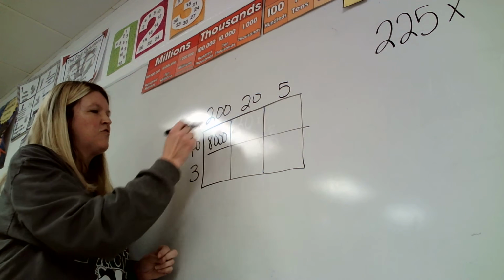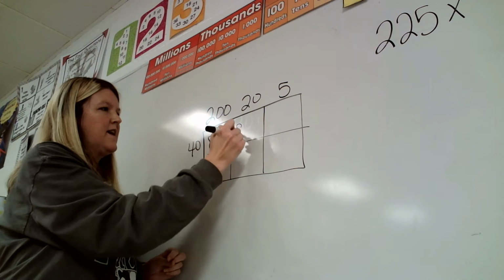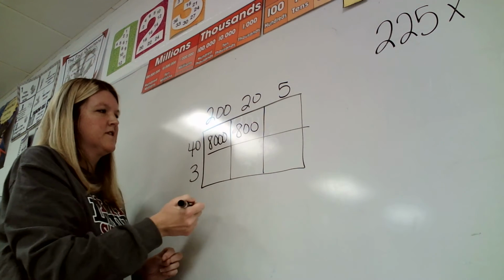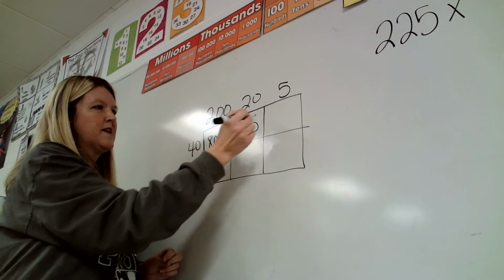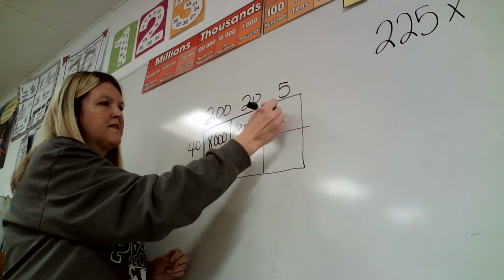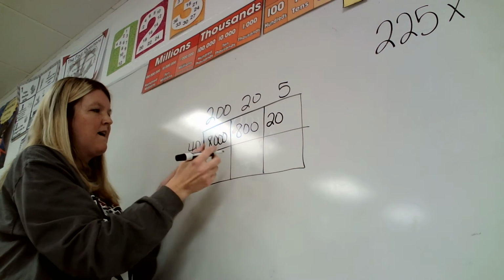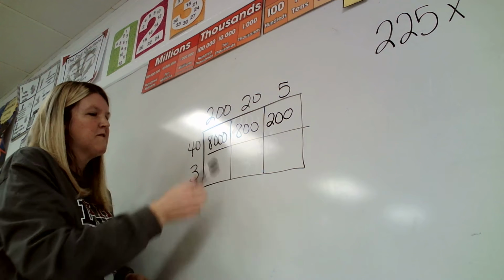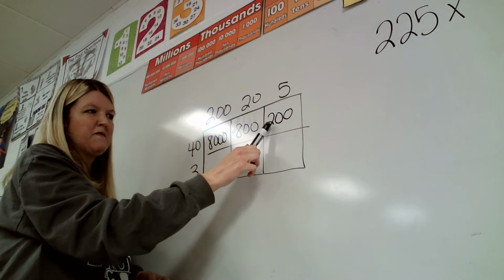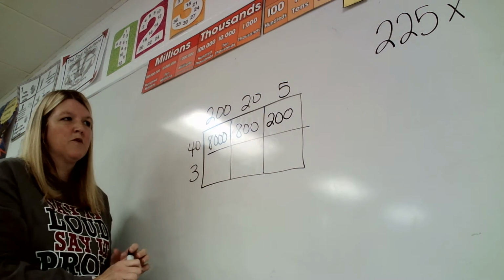So 40 times 20, I know 4 times 2 is 8, so 40 times 20 is 800. And then 4 times 5 gives me 20. So since I got a 0 when I multiplied 4 times 5, I'm going to actually have to go ahead and place the 0. So even though I only had 1 0 here, since 4 times 5 was 20, I end up with 200.